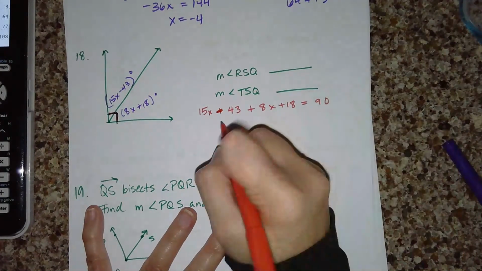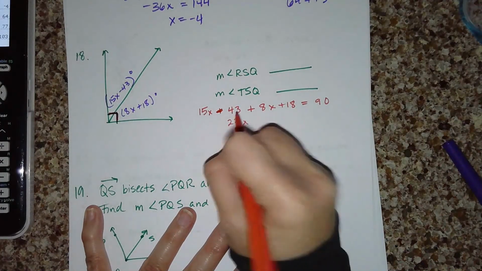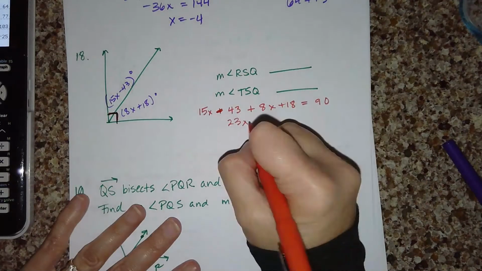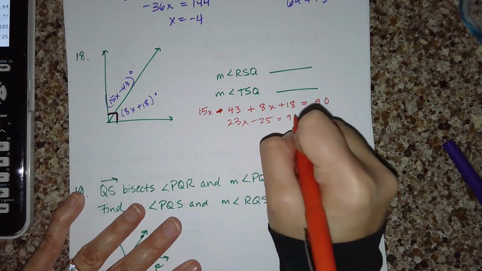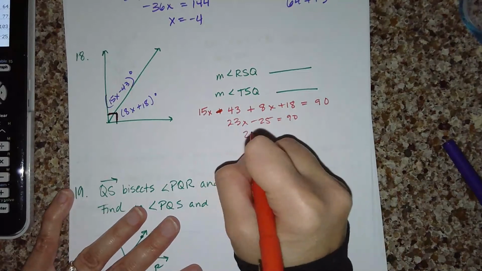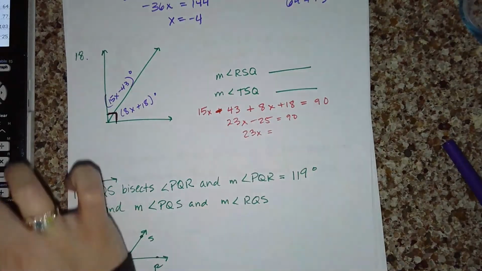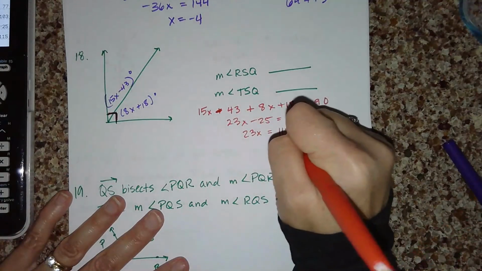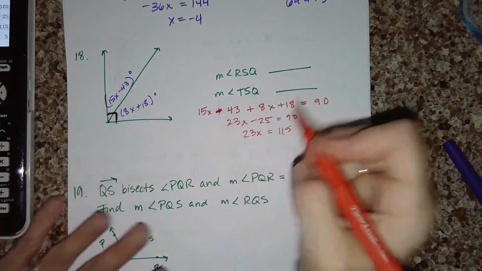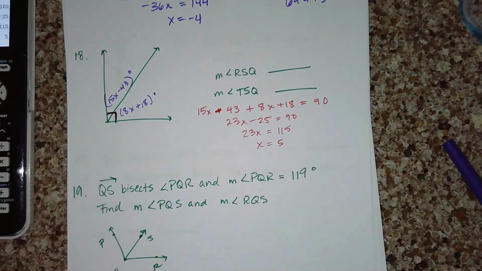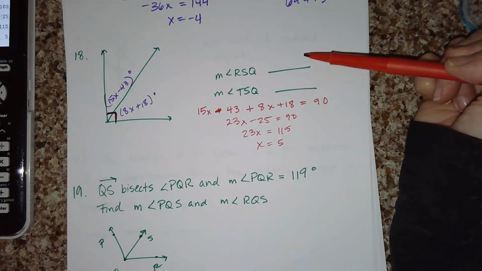So again, I'm going to combine like terms, so I get 23x. Negative 43 plus 18 gives me negative 25. And then I'm going to take 90 and I'm going to add 25. And then I'm going to divide by 23. All right, again, I found x. That is not my goal here. My goal is to find the angle measures.